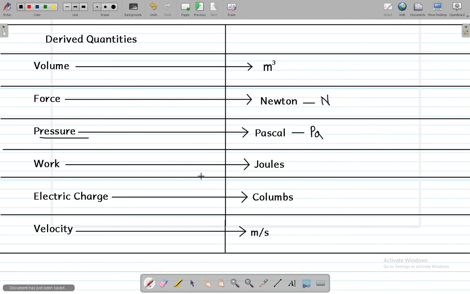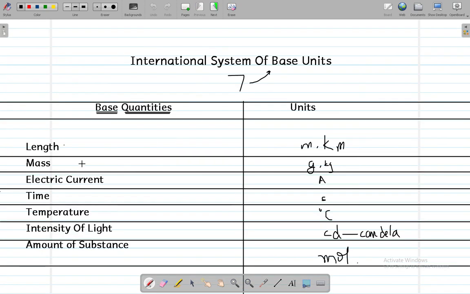Work has the unit joules. Work is actually the same as energy, but it is derived. The amount of work done is derived from the formula of energy. Its unit is joules, shortened to J. Electric charge has the unit coulombs, and the short unit for it is C. Velocity has the unit of meters per second, and these are all the derived quantities. Apart from these, there are seven base quantities which you have to learn, and their units.